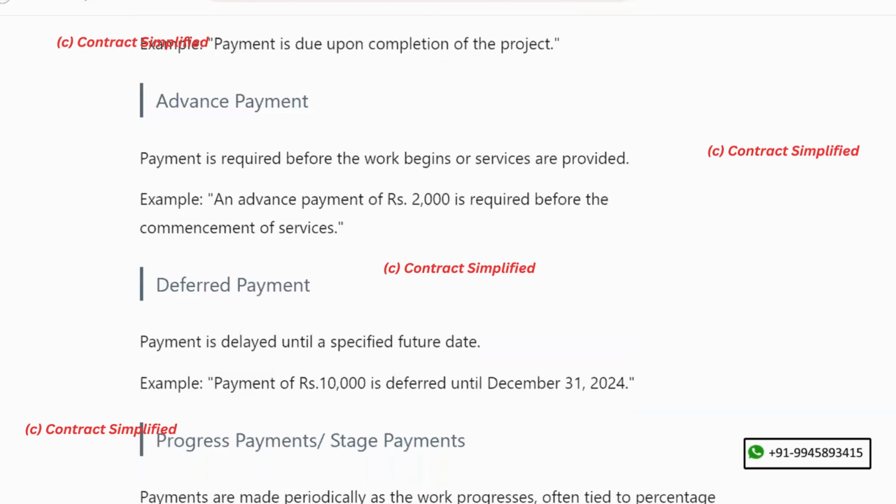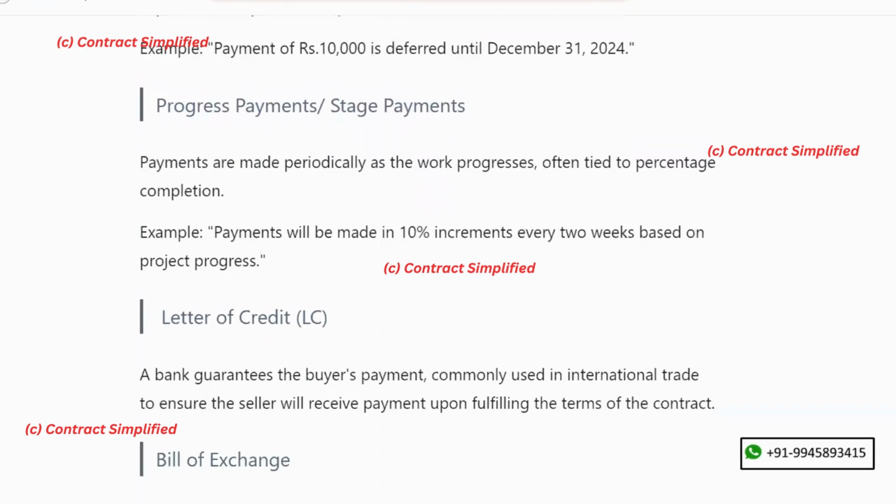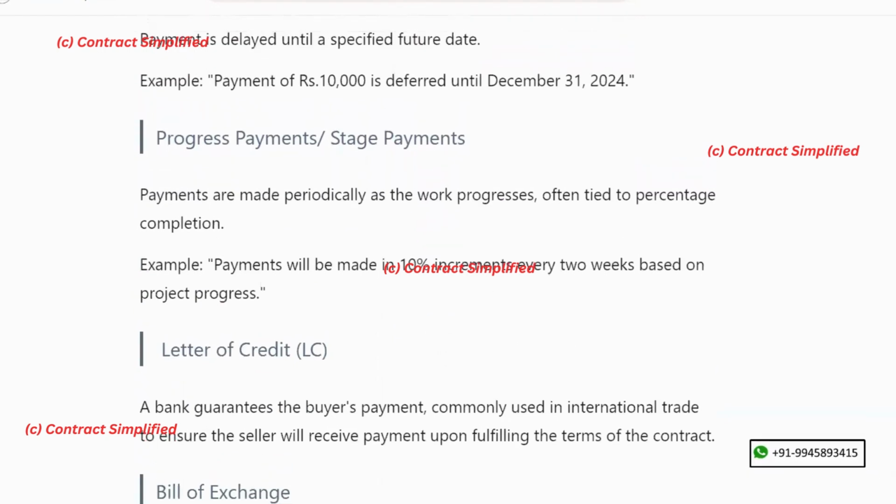Advance payment. Payment is required to be made before the work begins or services are provided. An advance payment of ₹2,000 is required before commencement of services. Deferred payment. Payment that is delayed until a specified future date. Example, payment of ₹1,000 will be deferred until 31st December 2024.